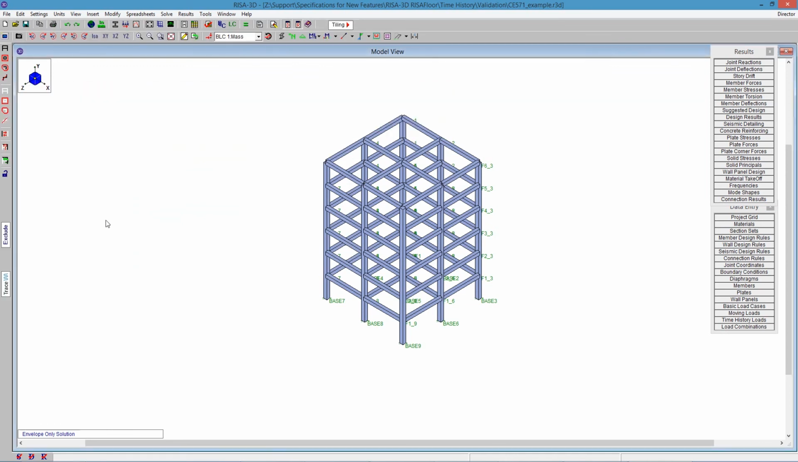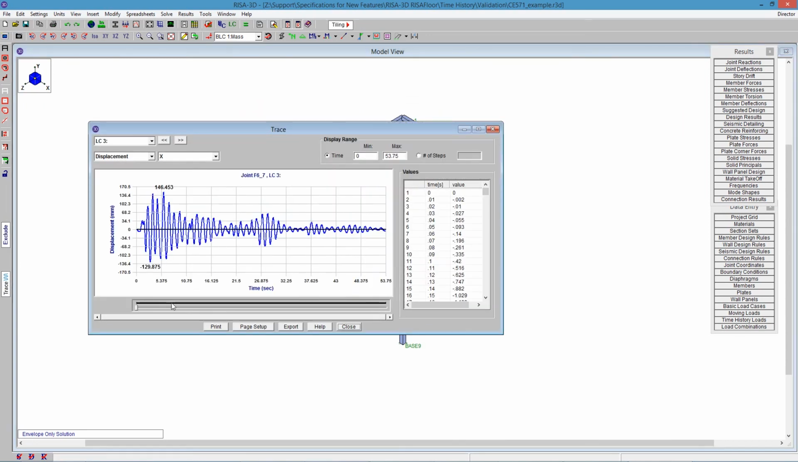We can then now also go and trace. So if I click on the trace button, I can click on any joint in the structure, and I'll see the behavior of that joint over time, the displacement of that, and we see where it bases the time. So as I scroll across, I can see that I'm going to be getting these different values. I can see that on the chart as well as on a spreadsheet format.